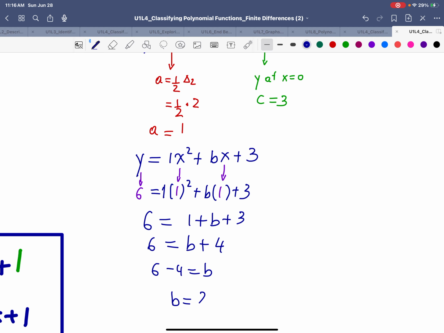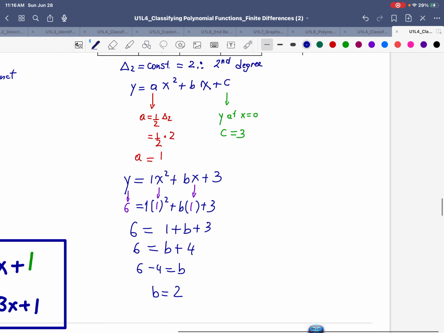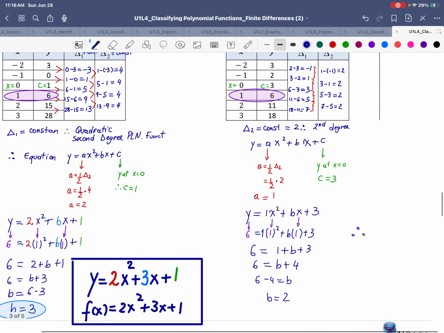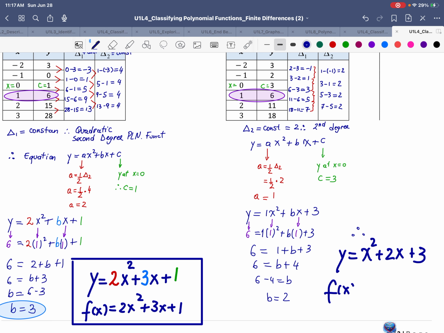You don't need that many steps, but I'm just trying to show all the possible work here. The equation of this particular function described by this table of values will be 1x squared. We don't need to write that. And then plus b, which is 2x, and then plus c, which is equal to 3. And voila, this would be the answer for this function.